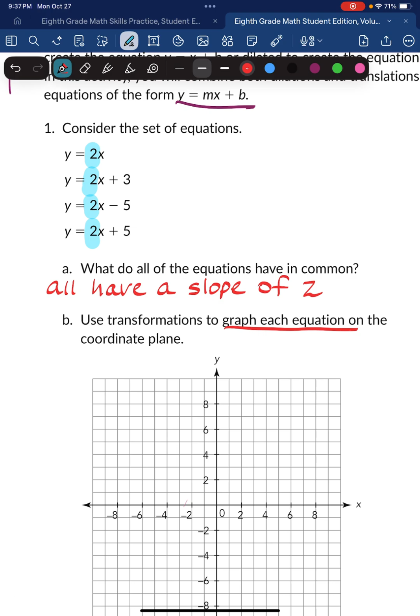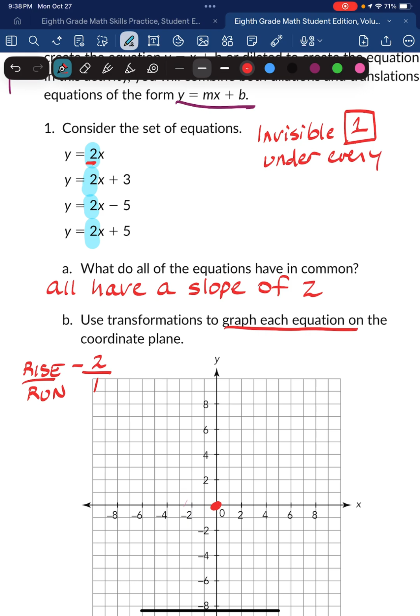So how would I graph y equals 2x? Well, it's still going to go through the origin, but now my slope is 2 instead of 1. So remember, we're going to rise over run. So if I want to graph a slope of 2, I will rise 2 and run 1. There is an invisible 1 under every whole number. So that's how we know our rise is 2 and our run is 1.